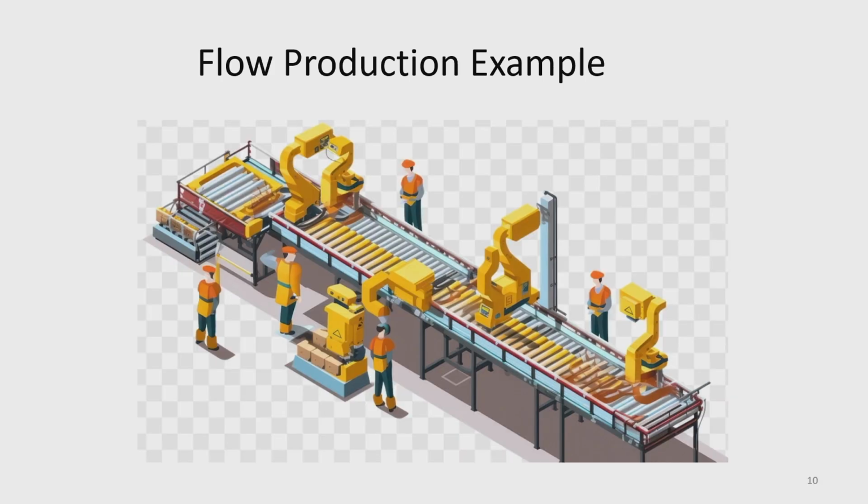So flow production examples, of course, can be like this: you are making some machine, there is an assembly line, on a roller conveyor things are moving from one station to the other station. In between you can put some robots, there can be some human beings also, and there can be some measuring instruments also. So this type of production line may be there.